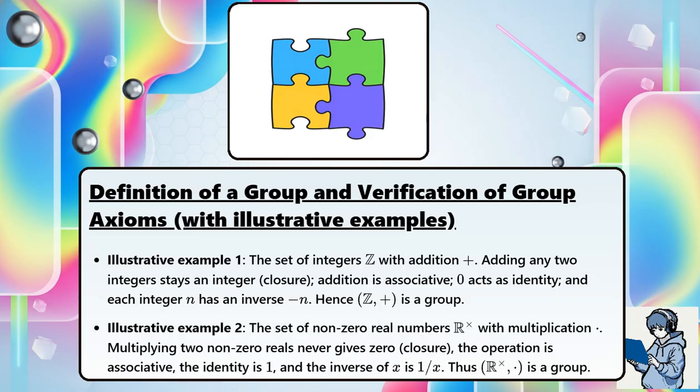Illustrative example 2: the set of non-zero real numbers, R times, with multiplication dot. Multiplying two non-zero reals never gives 0, closure. The operation is associative, the identity is 1, and the inverse of x is 1 over x. Thus (R times, dot) is a group.